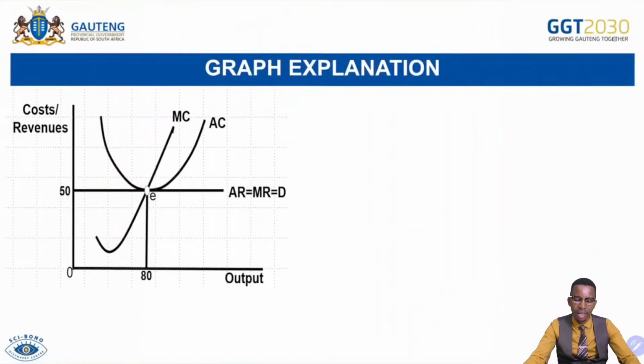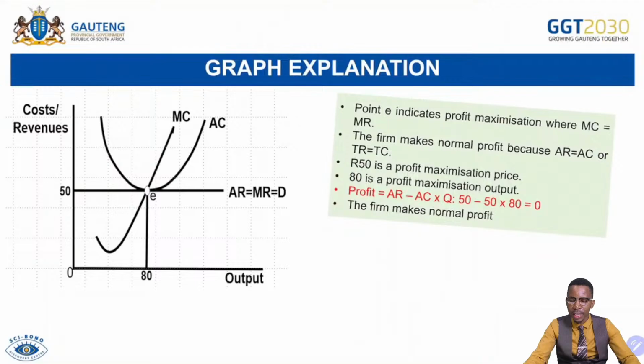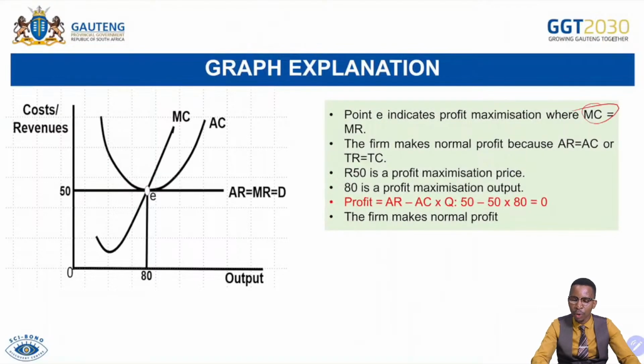Then we continue the graph explanation. Point E indicates profit maximization, where MR equals MC. The firm makes normal profit because AR equals AC, or TR equals TC. 50 is the profit-maximization price, and 8 is the profit-maximization output. Profit is a normal profit.